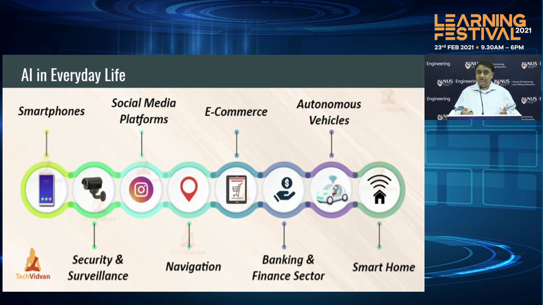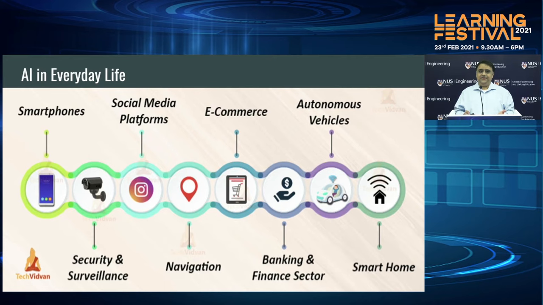Security and surveillance feeds are being monitored, for example, in airports, looking for suspicious packages, suspicious behavior. Social media, right? Facebook, Twitter, all are using AI to present to you, for example, your feed. They want to give you what is important and interesting to you. Navigation, Google Maps, Apple Maps, right? Obviously, there's intelligence being used there to try to find you the best route home.